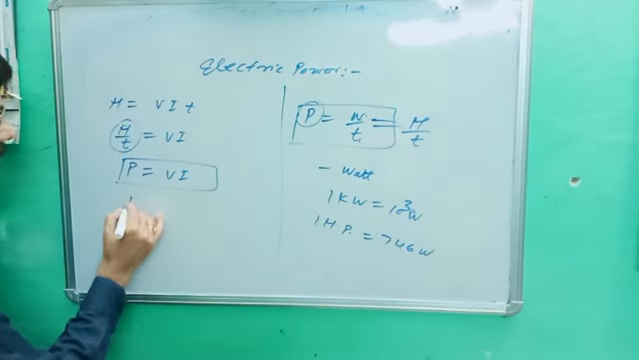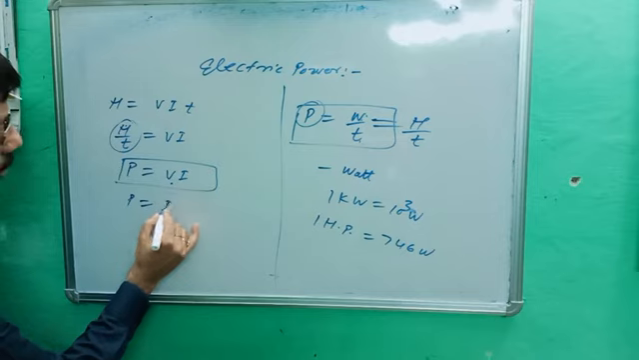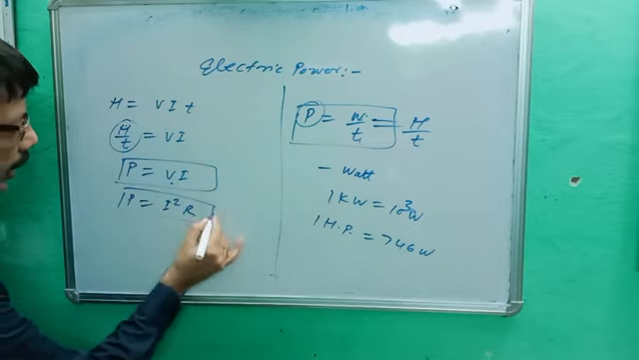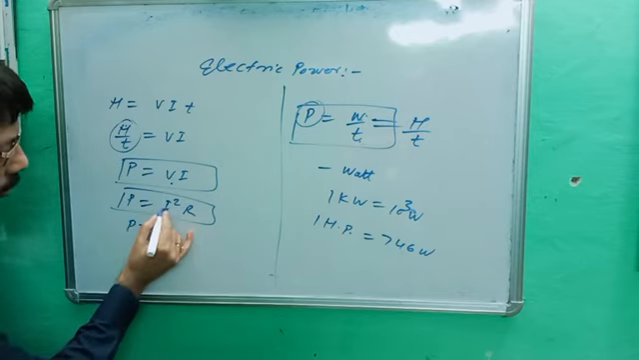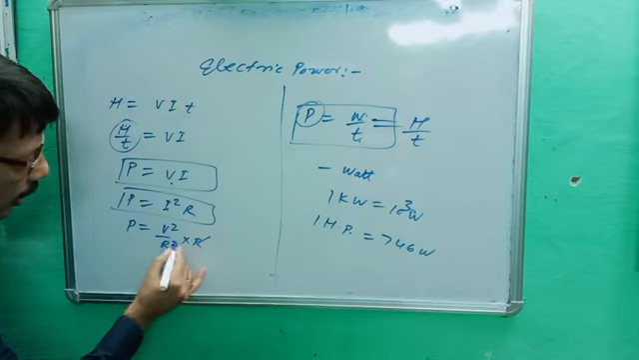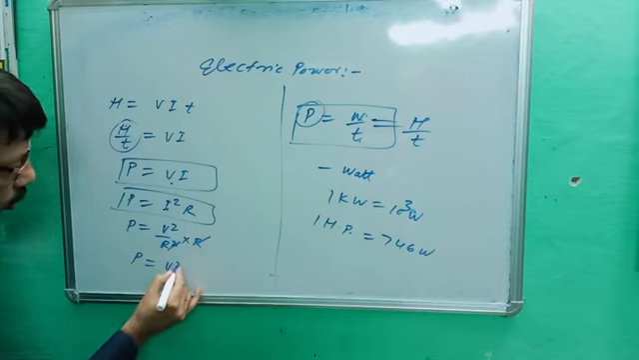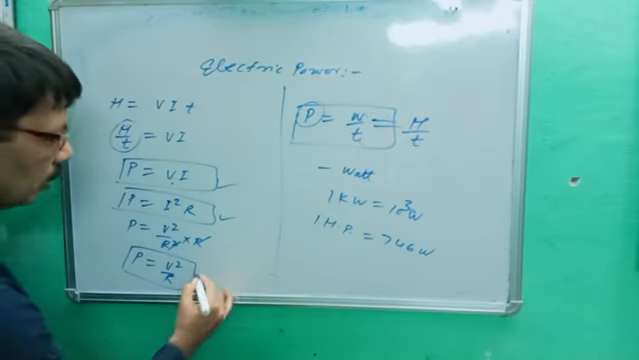Second formula is very easy. V is equal to RI, apply it, so you will get P is equal to I square R. This is again a formula for power. And third, I is equal to V upon R, so V square upon R square multiplied by R, R cancels. Third formula, P is equal to V square upon R. So this is all about your electric power.